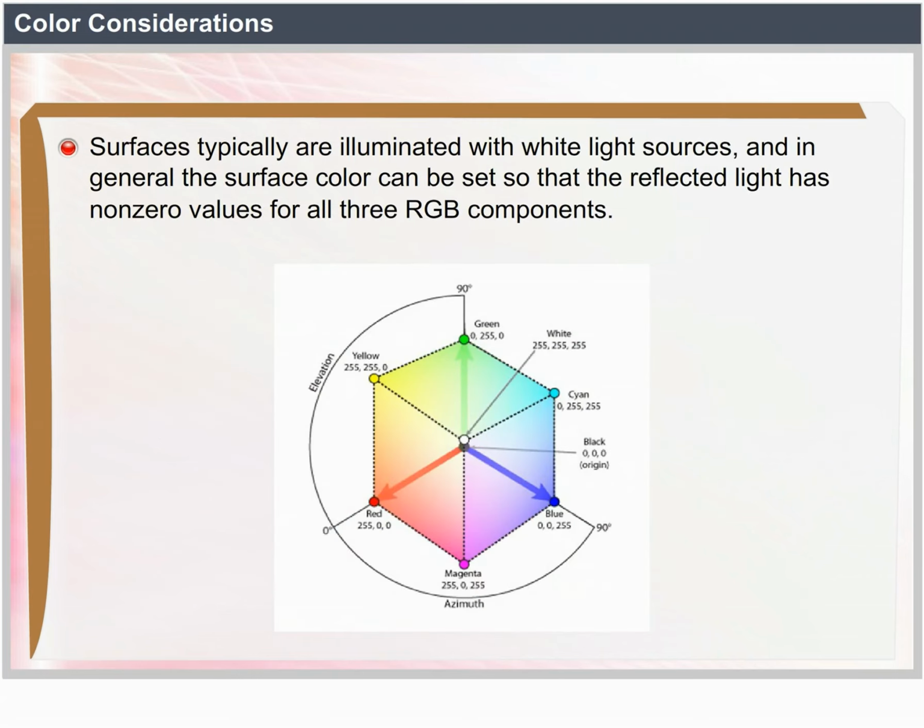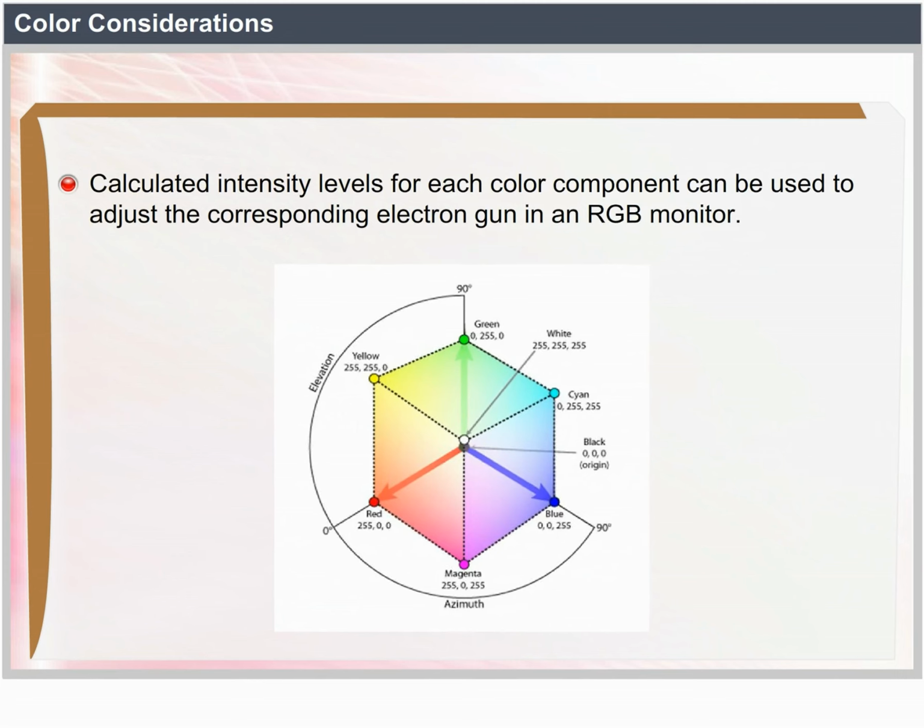Surfaces typically are illuminated with white light sources, and in general we can set surface color so that the reflected light has non-zero values for all 3 RGB components. Calculated intensity levels for each color component can be used to adjust the corresponding electron gun in an RGB monitor.